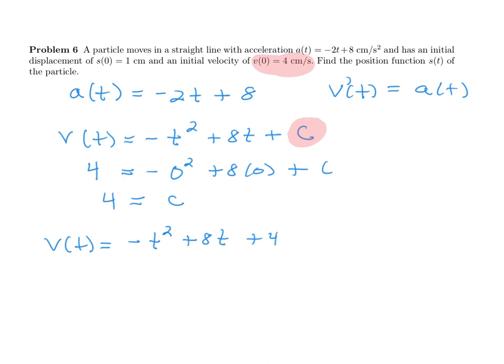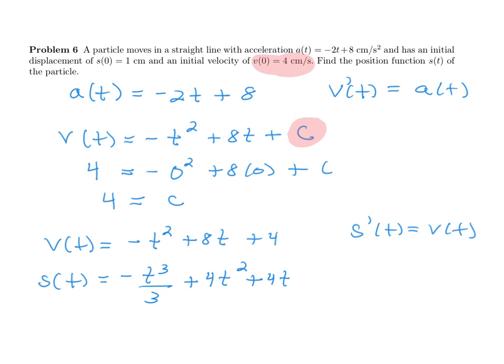Now, if you'd like to find s of t, the displacement, I'll note that this is the function s whose derivative is equal to v. Therefore, I'm again going to find the antiderivative, but of the velocity function this time. The antiderivative of negative t squared is negative t cubed over 3. For 8t, that's going to be 4t squared. For 4, that's going to be 4t. And then we'll have another constant, I'll call it d instead of c, because it will possibly be different than this one here that we called c.